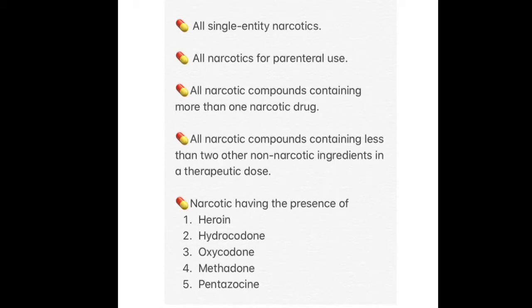Now the fourth point: all narcotic compounds containing less than 2 other non-narcotic ingredients in a therapeutic dose. Less than 2 is the keyword. Put simply, it is a 1 plus 1 combination: one narcotic ingredient and one non-narcotic ingredient. For example, codeine plus acetaminophen. Codeine is narcotic, acetaminophen is non-narcotic. Any combination having one narcotic and one non-narcotic becomes a straight narcotic.